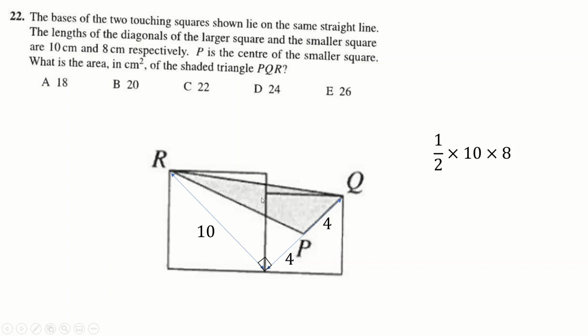And then I take away the area of this one, which is a half times 10 times 4. And I get, well, we can work this out very quickly. This is 40, this is 20. I get the answer of 20. Really great question. Really great.